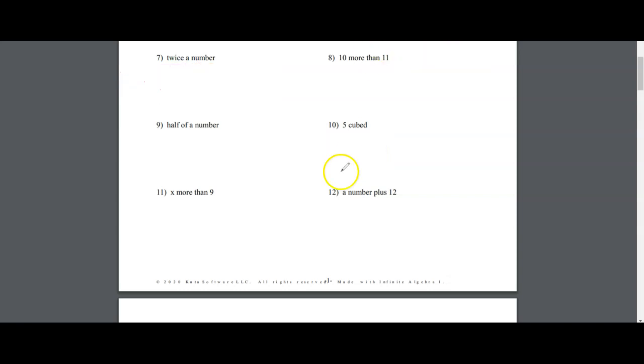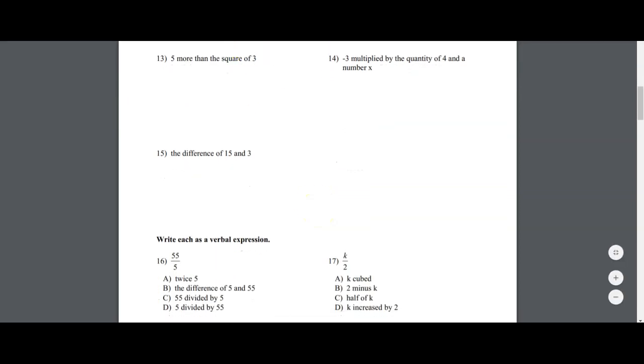14 is next. Okay, this one looks a little bit more challenging. So we have -3 multiplied by the quantity of 4 and a number x. Okay, so we know we're multiplying -3 by something. Now we have to understand what the quantity represents. Whenever we see the word quantity, that's going to represent some sort of parentheses. So we're multiplying -3 by something that's in parentheses.